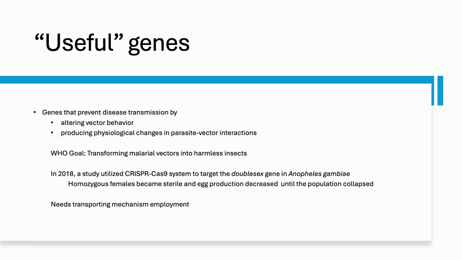The proper use of useful genes can only be done through the use of transporting mechanisms as well, which refers to a genomic element that is linked to the useful gene that allows it to spread throughout the wild population despite selective pressures.